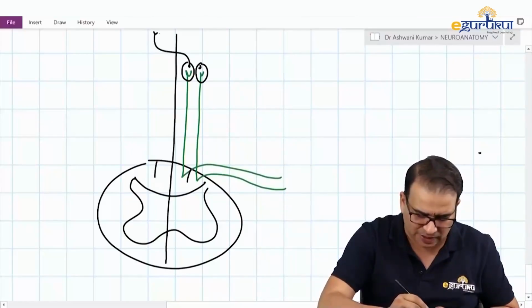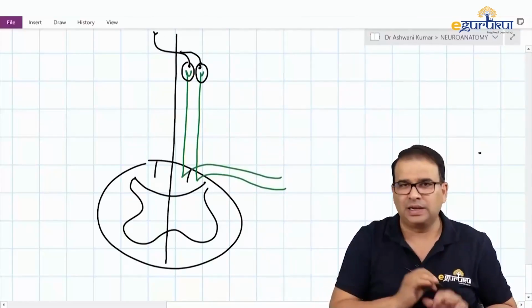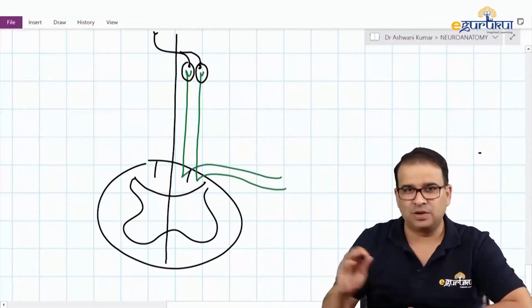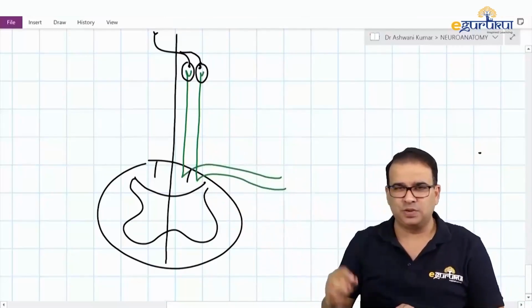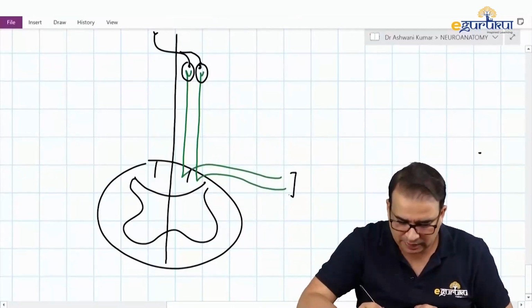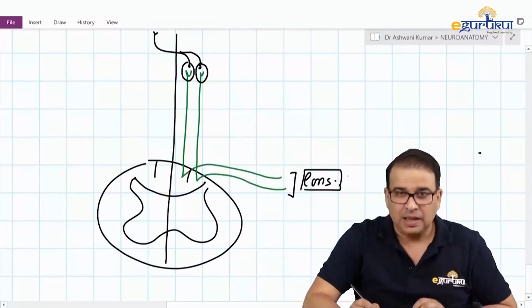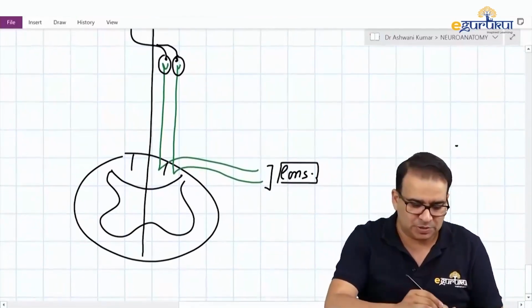I don't have to draw the entire part: internal arcuate fibers and so on. That is the dorsal column tract. This was fasciculus gracilis toward the medial side and cuneatus toward the lateral side. And they were both carrying what? They were both carrying conscious proprioception. Now comes unconscious proprioception, but from where?